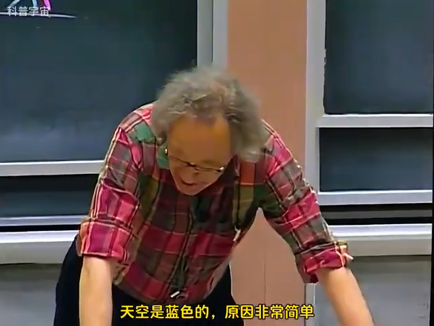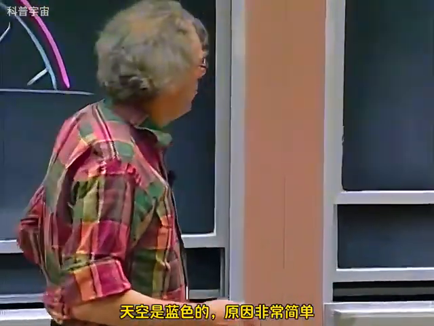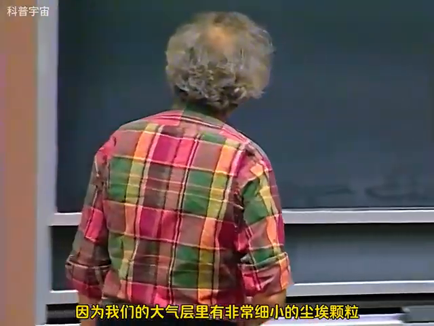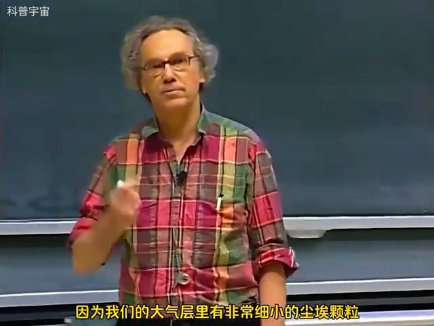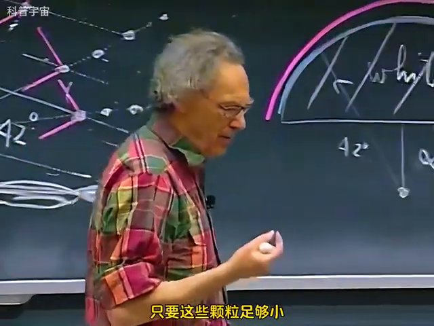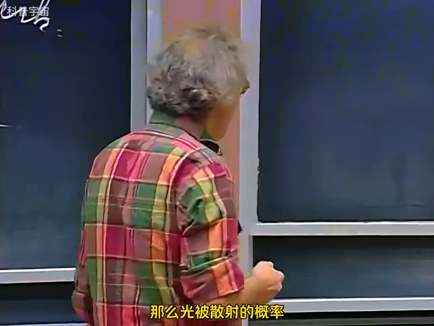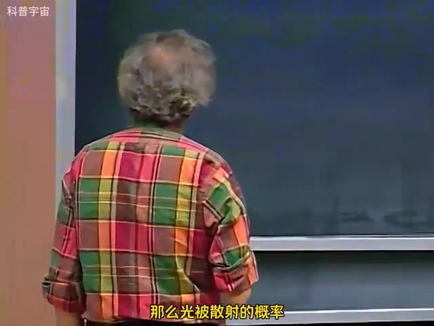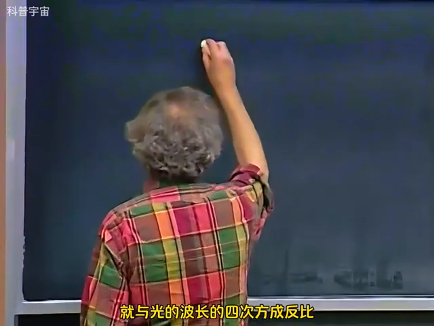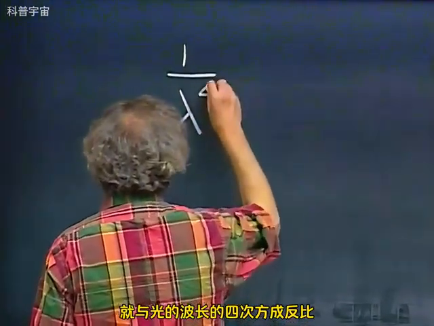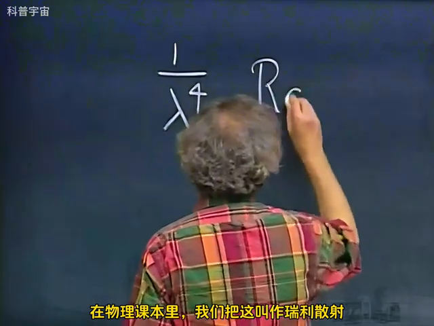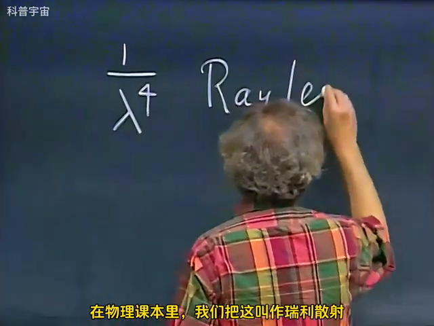That was white. The sky is blue for a very simple reason. In our sky are very small dust particles. And if these particles are very small, then the probability that light is scattered is inversely proportional to the wavelength of that light to the power 4. And in physics books, we call this Rayleigh scattering.